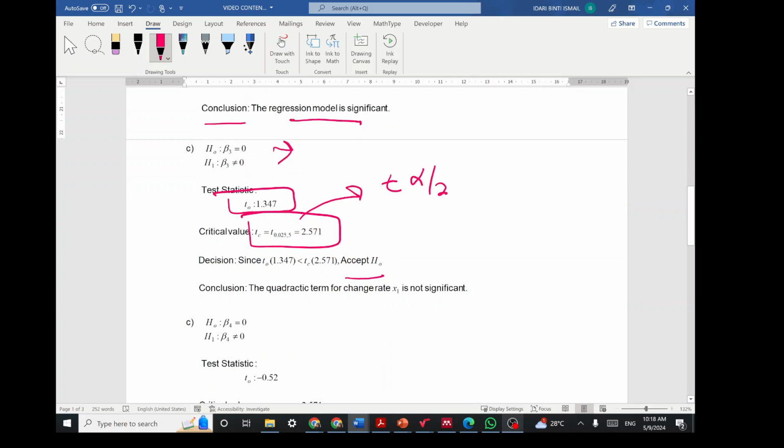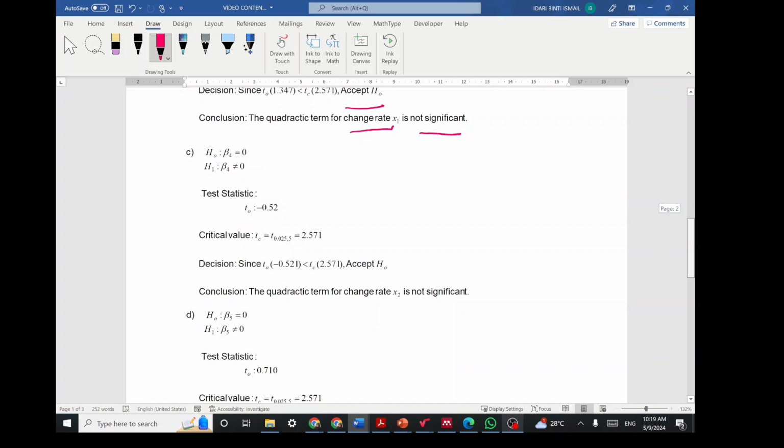And then the conclusion is the quadratic term for change rate for the first predictor is not significant, because we fail to reject H null. If we reject H null, then we can say that the quadratic term effect is significant. So same goes to the second quadratic effect for the second predictor. But in this case, we have this negative value. Alright? Okay. So again, it is less than the critical value that we obtain from the table. So we can conclude or we can decide to fail to reject H null. And the same conclusion we have, the quadratic term for change rate is not significant. Alright, let's move on to the next question.